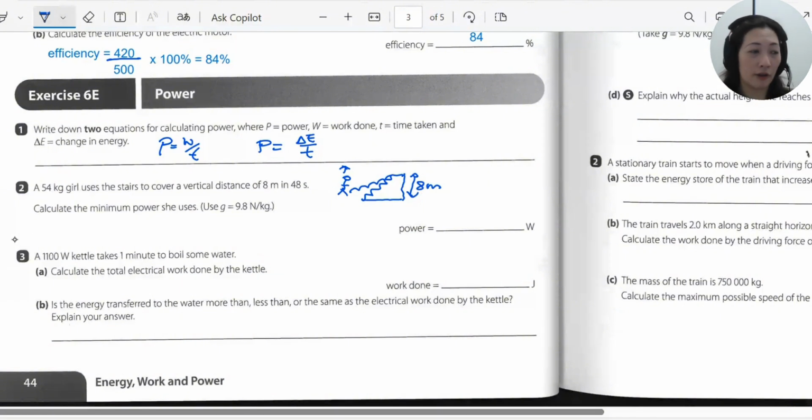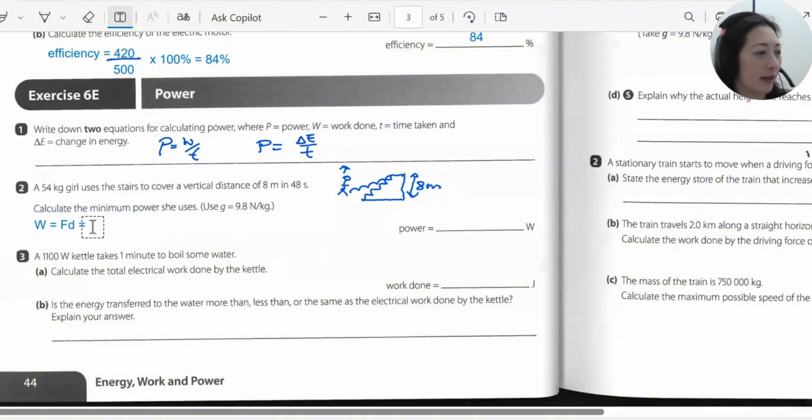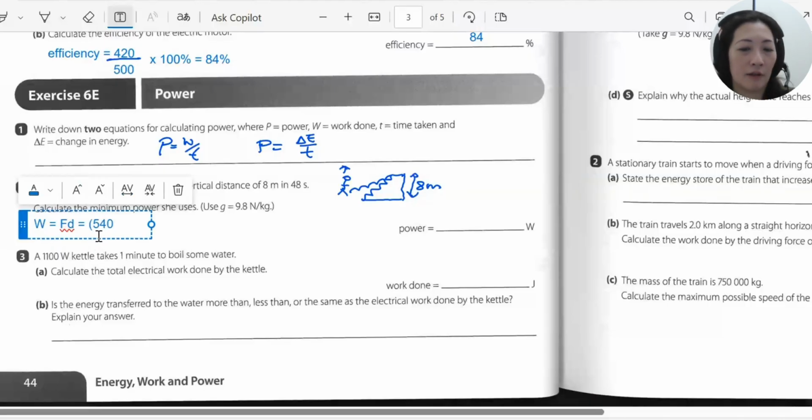Okay, long story short, to keep it simple, let me type this out because my writing is really bad. The work done is force times distance. For the force, take her weight. Her weight is 54 kilograms, so 54 kilograms times 9.8 to get her weight. And you multiply this weight with distance, which is 8 meters.